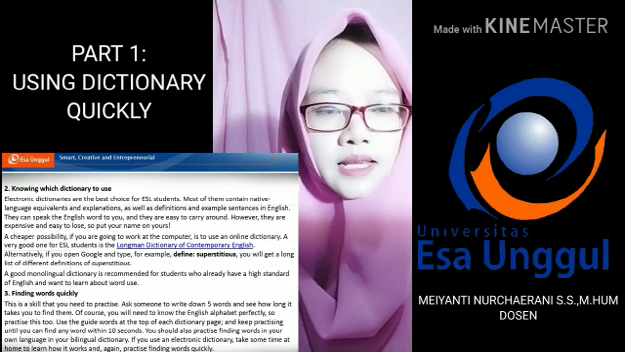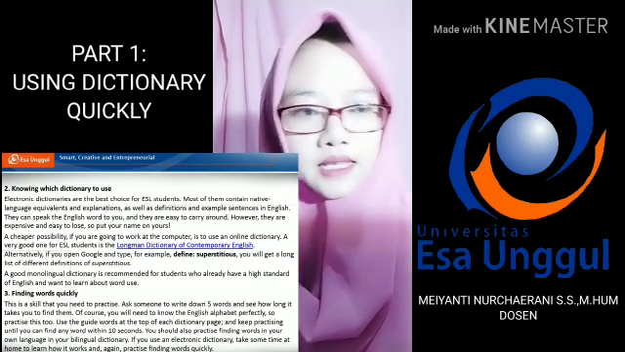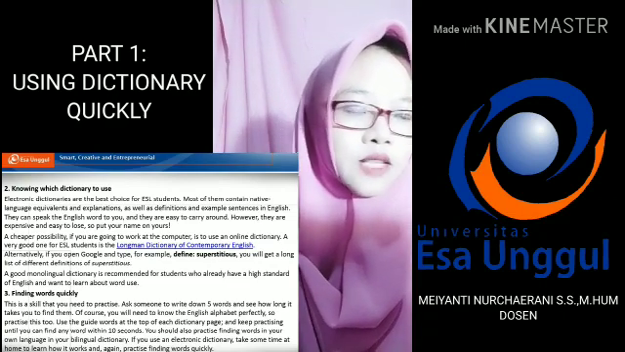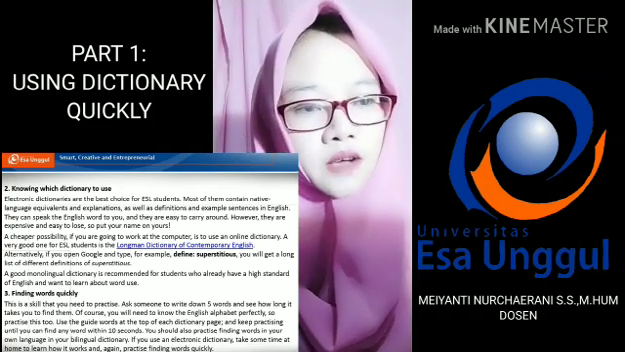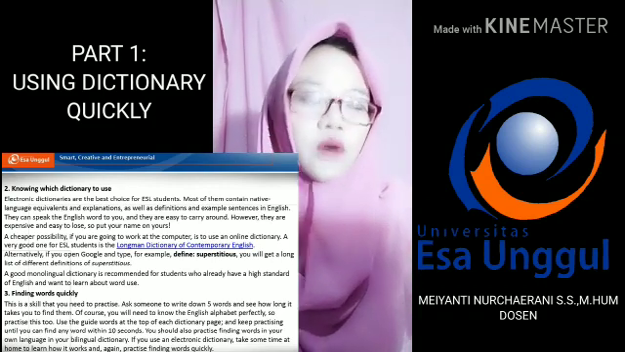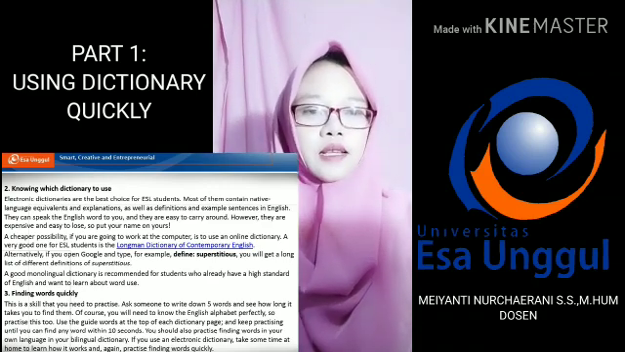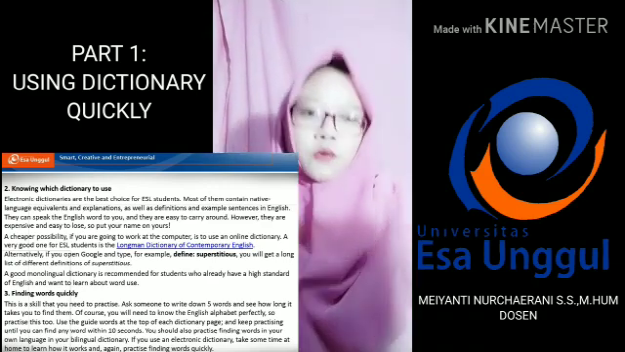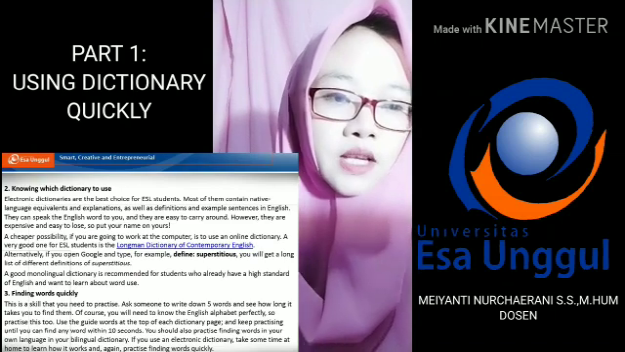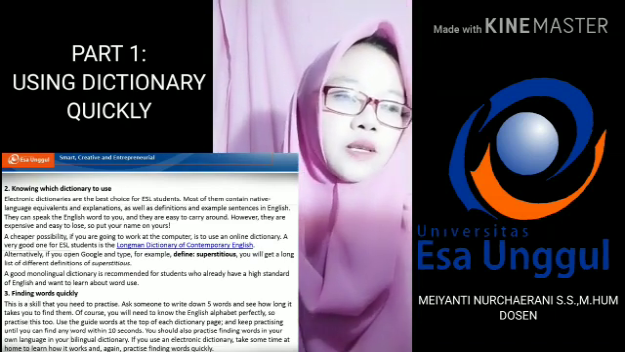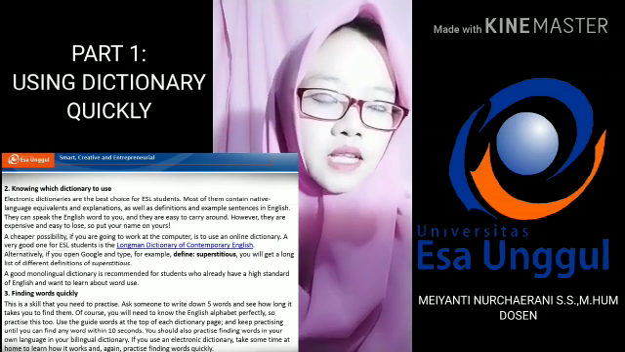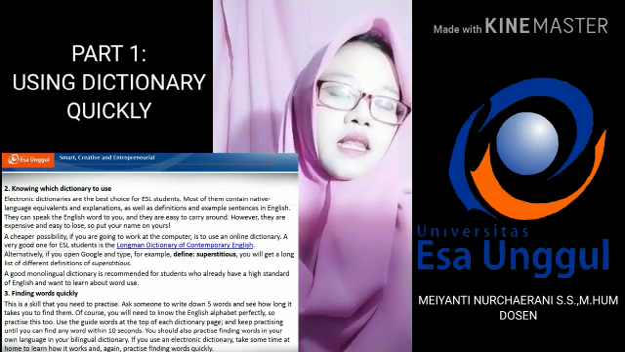Finding words quickly. This is a skill that you need to practice. Ask someone to write down 5 words and see how long it takes to find them. Of course, you will need to know the English alphabet perfectly, so practice this too. Use the guide word at the top of each dictionary page and keep practicing until you can find any word within 10 seconds.